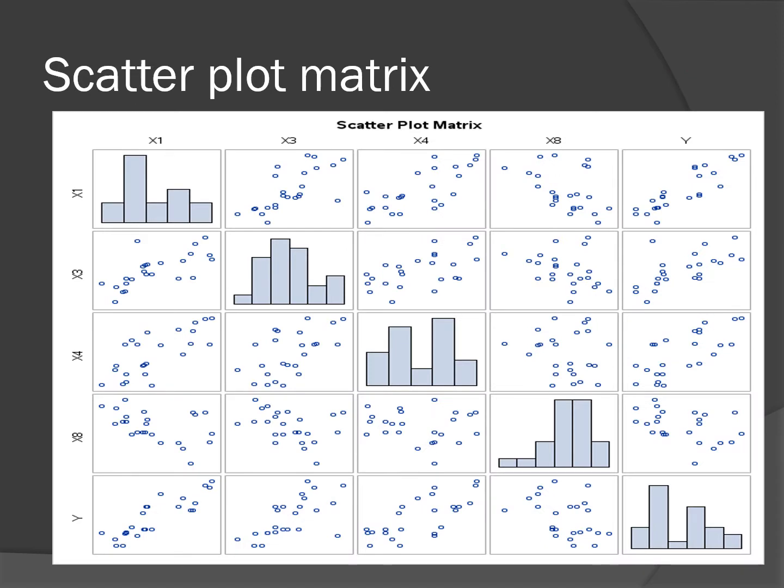As you can see from the scatter plot matrix below, there is a positive relationship between y and x3, between y and x4, and a negative relationship between y and x8. The scatter plot matrix indicates that the linear model fits the data well, and therefore the linear regression model can be used for prediction in this case.